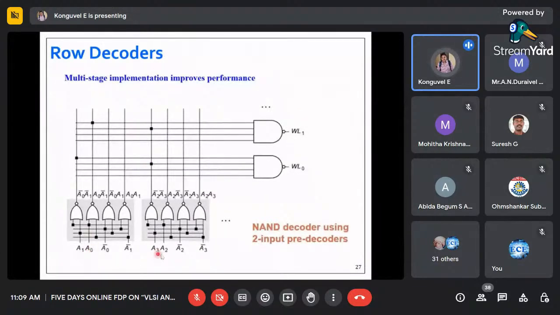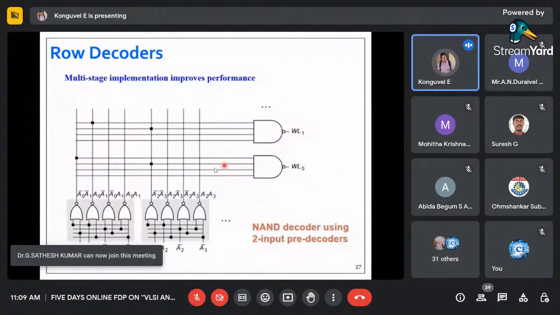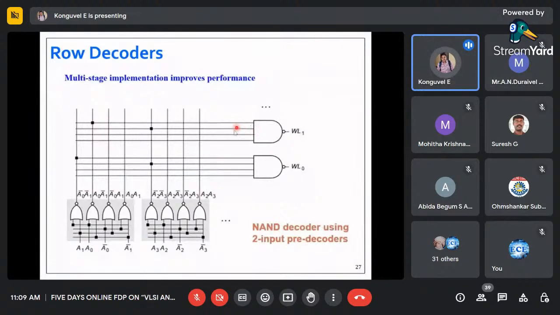Say for every pair, you can see A0 and A1, here A2 and A3. Similarly, I will be having A4 and A5, then A6 and A7. Like this, I will be having 256 NAND gates. Instead of driving a NAND gate by 8 inputs, we are driving that by 4 inputs. So somehow we are considering the large fan-in problem, but we are not going to decrease the number of NAND gates. The number of NAND gates remains 256.